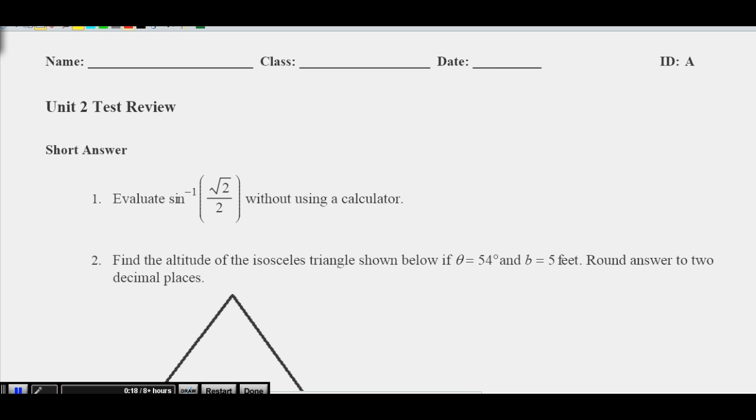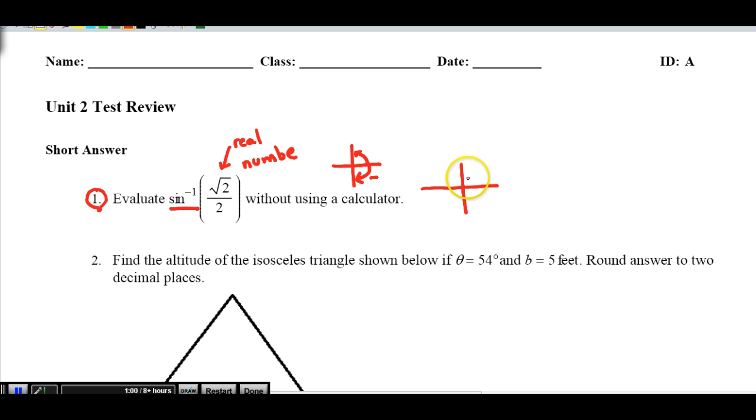Problem number one asks us to evaluate the inverse sine of root 2 over 2. The input of a trig function is a real number, and its output is an angle. The inverse sine has a range, possible outputs, of pi over 2 to negative pi over 2. So we have to be going in the first quadrant here, or the fourth quadrant with our angle going negative. In this case, it's positive root 2 over 2.